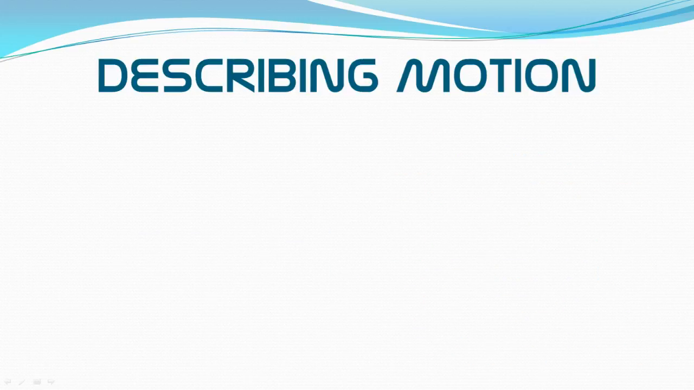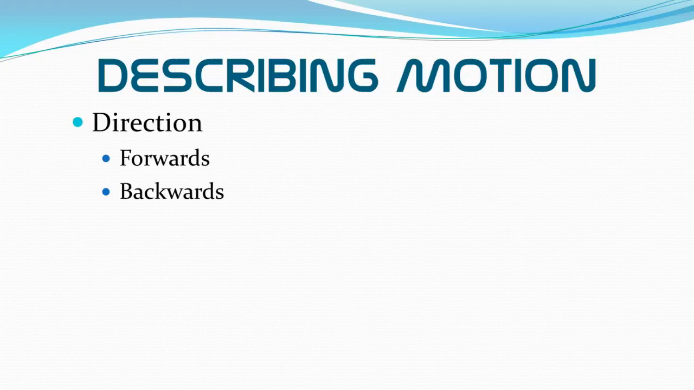When we describe any motion, we need to think about a couple characteristics. First off is the direction. Are we going forwards? Are we going backwards? Are we stopped? Forward and backwards often are interchangeable with up and down. You need to have a positive and a negative direction.